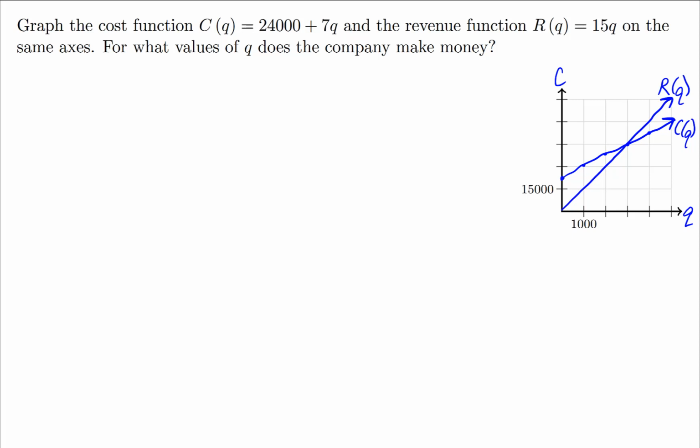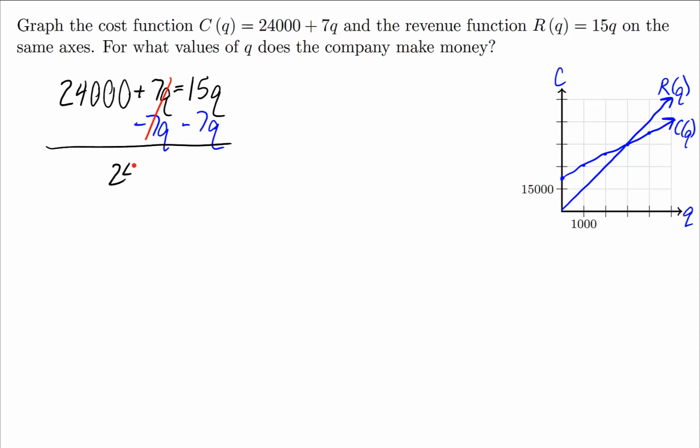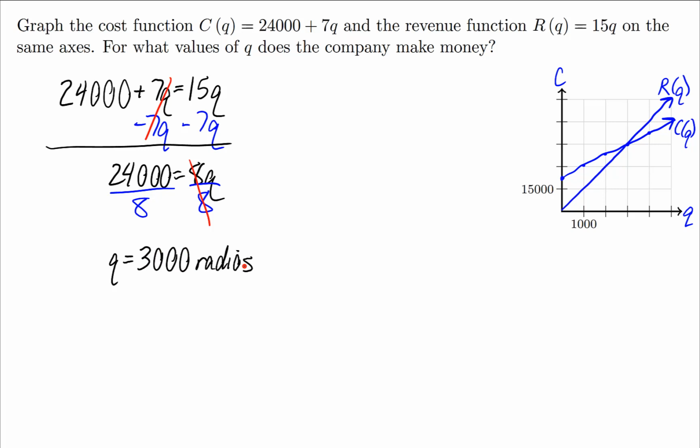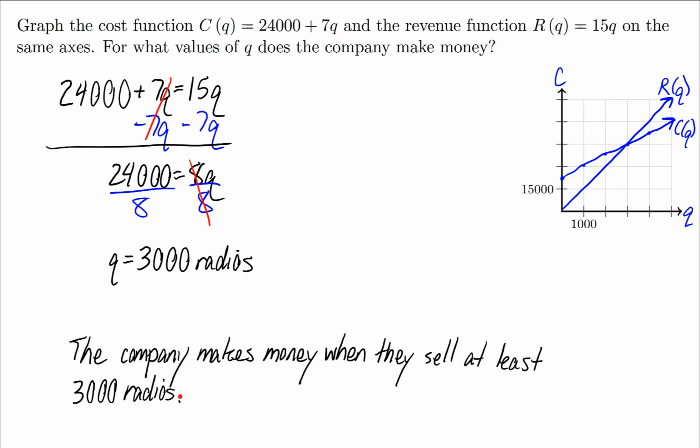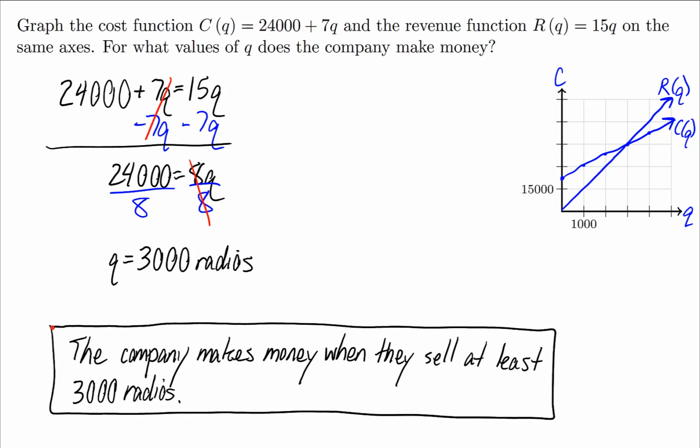To do that, I'm going to set my cost and my revenue equal to each other. If we solve this, let's subtract 7Q from both sides. This gives us 24,000 on the left side and 8Q on the right side. We'll divide both sides by 8, and that gives us the answer that we expected. Q equals 3,000. In the context, this would be radios. So once 3,000 radios are sold, the revenue is now higher than the cost, so the company's making money. As our final answer, the company makes money when they sell at least 3,000 radios.